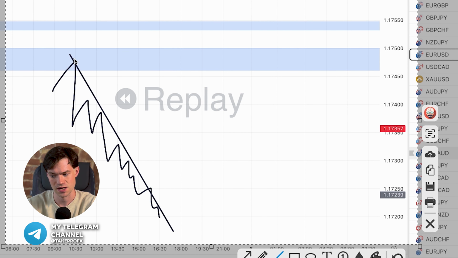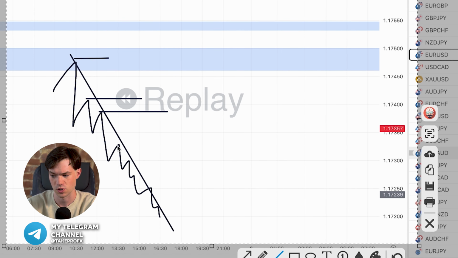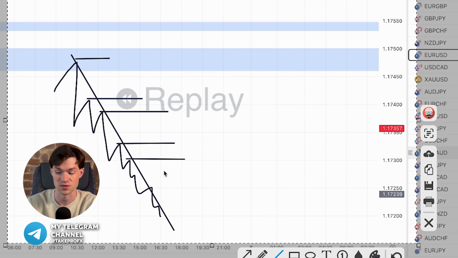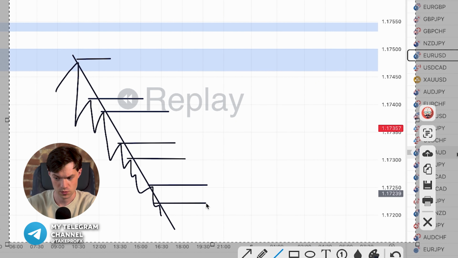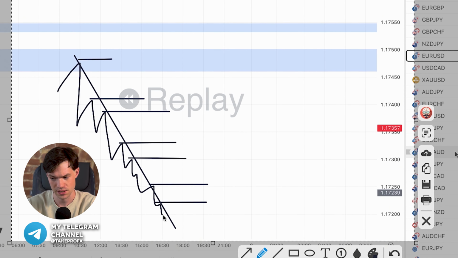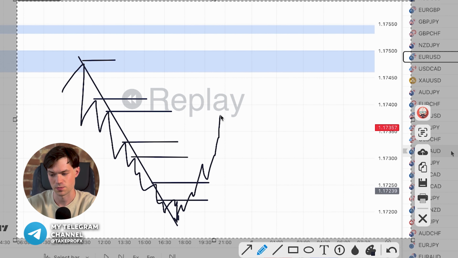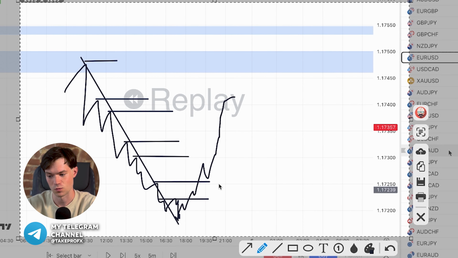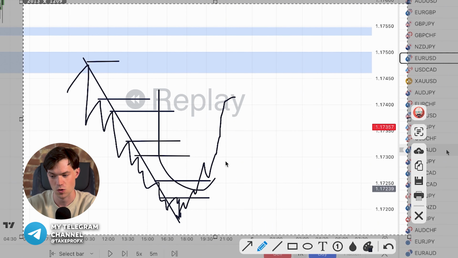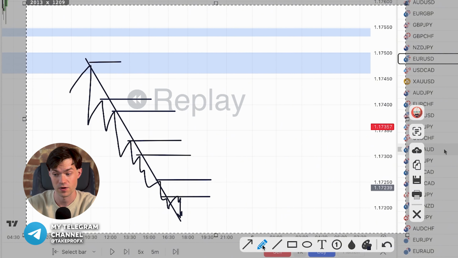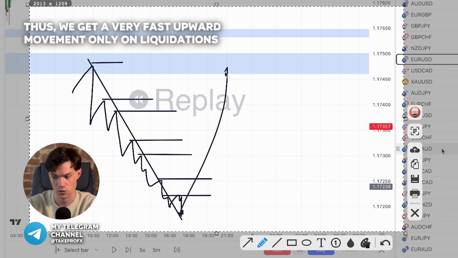So we get a downtrend movement where after every high a huge number of stop losses for beginners and even experienced traders are accumulating. All these stop losses are liquidated very quickly after the price breaks this trend line, making a retest or simply the structure breaks and a very fast upward movement starts, which liquidates all these stop losses. Thus, we got a very fast upward movement only on liquidations.